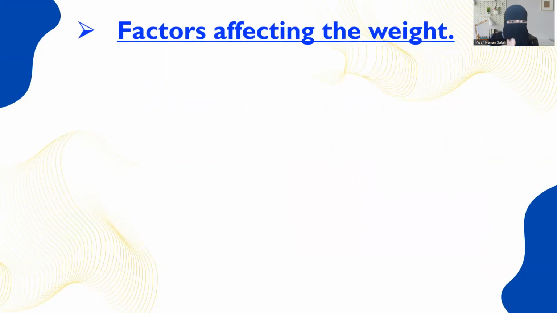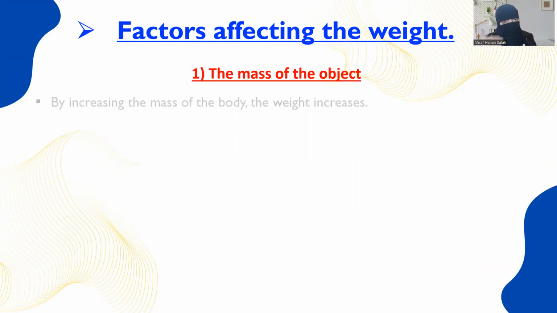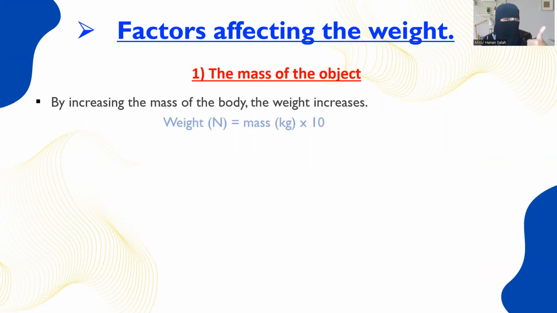What about the factors affecting the weight? The factors are 3. Number 1, the mass of the object. If you increase the mass of the object, the weight increases. Like we said, weight equals mass times 10. Weight equals mass times 10. So if you want to calculate the mass, what will you do? We will divide the weight by 10. Weight divided by 10.